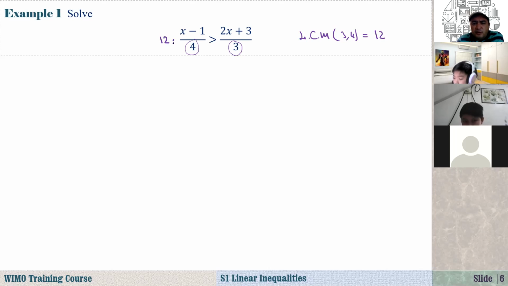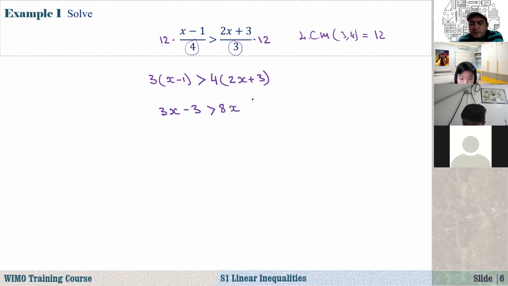Here, I put right here 12, and also here I write 12. And what is 12 times 1 over 4? That's equal to 3. So here we have 3, and x minus 1 is greater than. And how about 12 times 1 over 3? That's equal to 4. Here we have 4, and here we have 2x plus 3. Now, first we have to expand this. 3x minus 3, right? 3 times x, 3x, 3 times negative 1, minus 3, is greater than 4 times 2x. It is 8x. 4 times plus 3, that is 12, right?